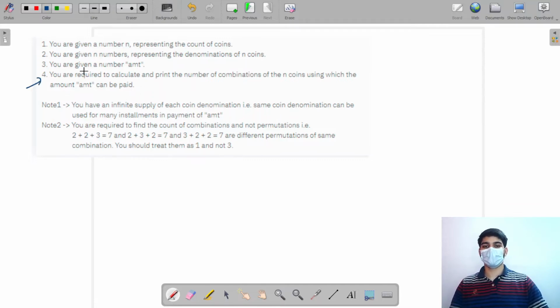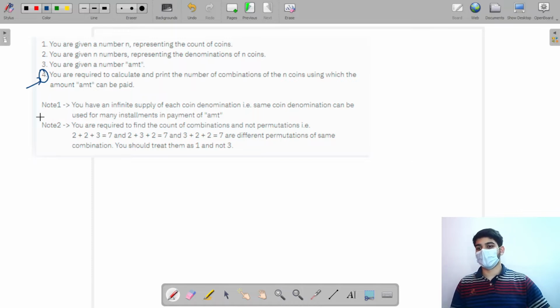If you read the fourth point, which is the most important point, more carefully, it says that you are required to calculate and print the number of combinations of the n coins using which the amount AMT can be paid. So out of all of those coins, you have to pick coins and make a subset, a combination, such that the summation of that subset is equivalent to amount, so that we can pay that amount.